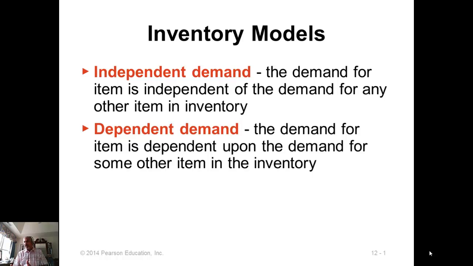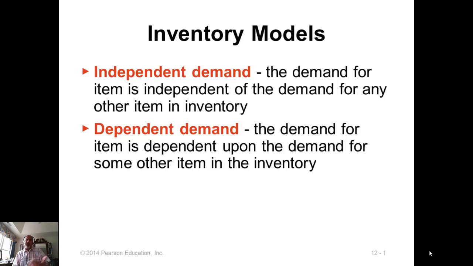Since the demand for dependent demand items can be exactly calculated, the inventory model that we will use is called material requirements planning, and that is the topic of chapter 14.